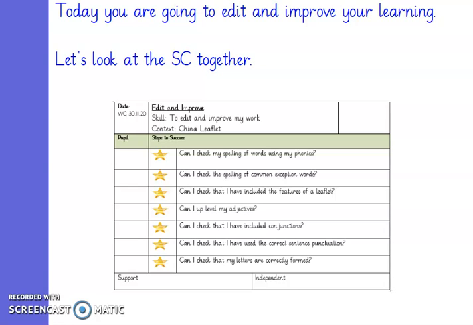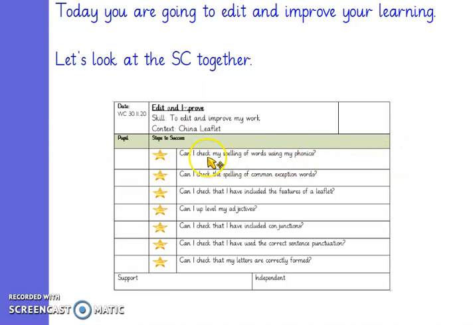Today we're going to be editing and improving our learning. So that means we are going to be tweaking our work to make sure that we've included everything we were hoping to include. And remember, we always do this to our writing. Adults do it as well. Even famous writers do it. They get their ideas down and then they make sure that it's as perfect as it can be.